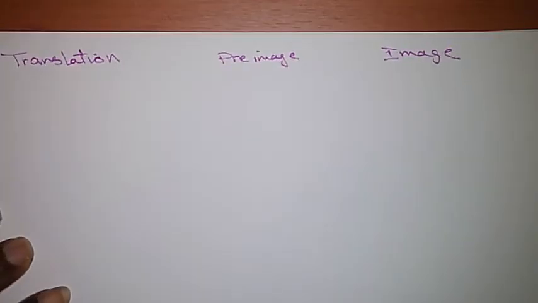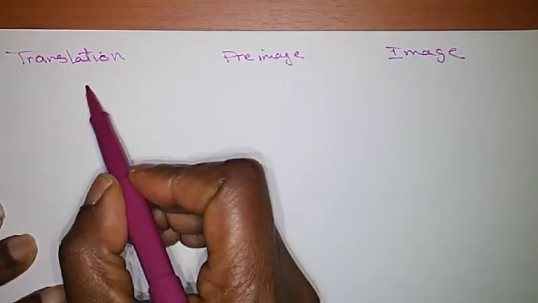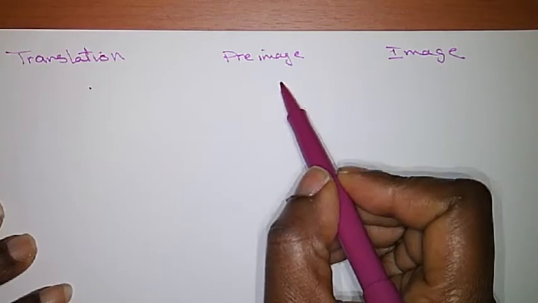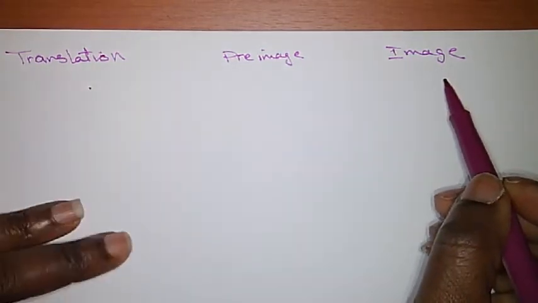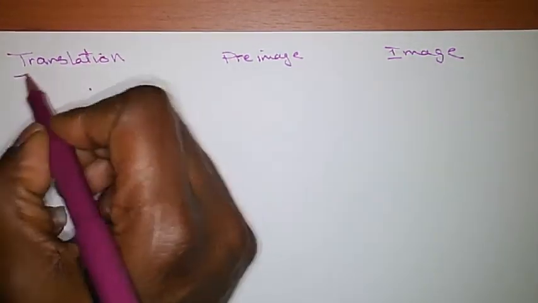Hi everyone. Today I am going to teach you how to use your transformation worksheet to perform translation on the questions on your worksheet. So on your worksheet, you have three columns. One says translation, one says pre-image, and one says image.